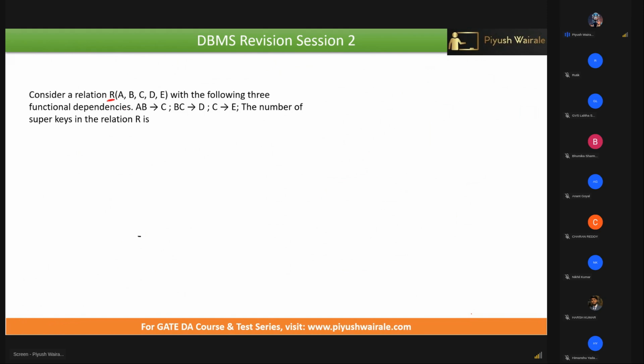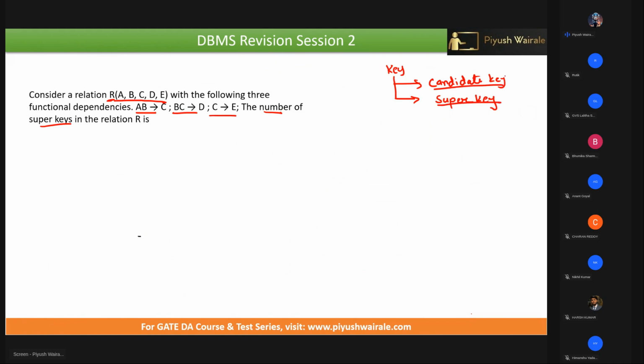So we have a relation R having all the attributes with the following three FDs: AB determines C, BC determines D, C determines E. We need to find out the number of super keys in the relation R. So we have two things. When we say key here, that is basically a candidate key, and then we have a super key. Now, what is a candidate key here and what is a super key here?